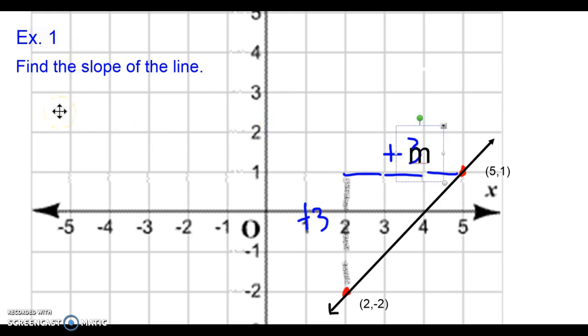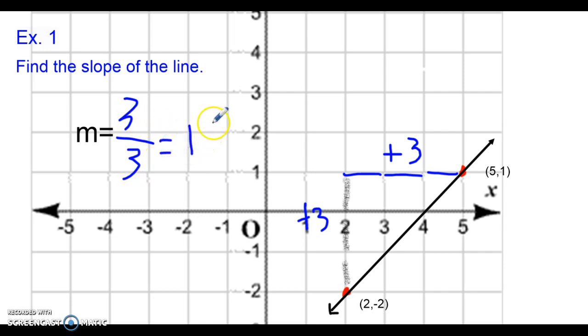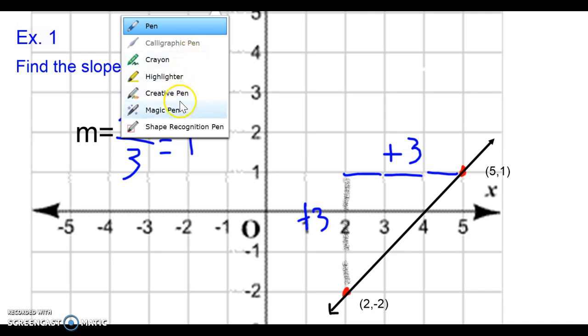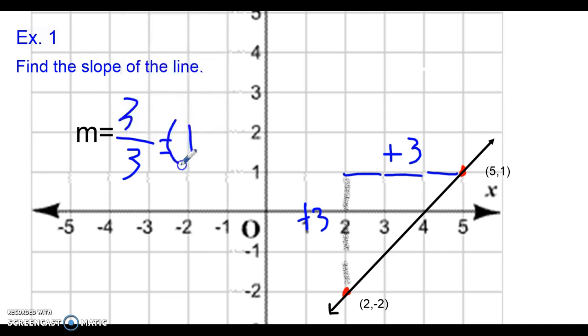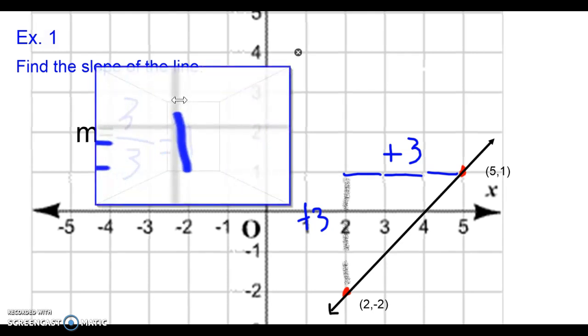Right? So we could say then that m, our slope, is equal to 3 over 3. Move that over here for you guys. So our slope is equal to 3 over 3. Right. Rise over the run. Now 3 over 3, we know that can be simplified to 1. Okay, so our slope is really just 1. So the slope is 1. All right.